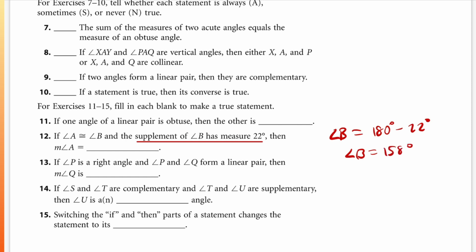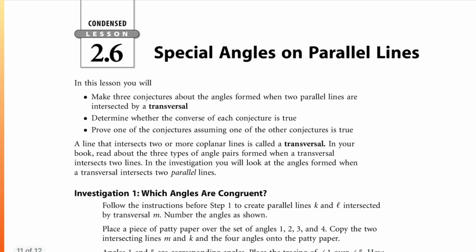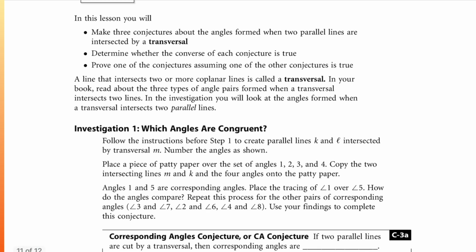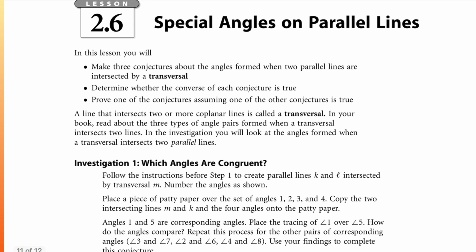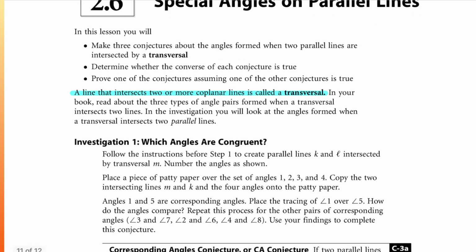All right, let's move on to the next section. We're just going to do 2.6, and that's our last section that we're covering. So here we're looking at the definition of a transversal. A line that intersects two or more coplanar lines is called a transversal. We're going to look at what happens when we have two parallel lines and we have a transversal. A transversal cuts across two parallel lines.